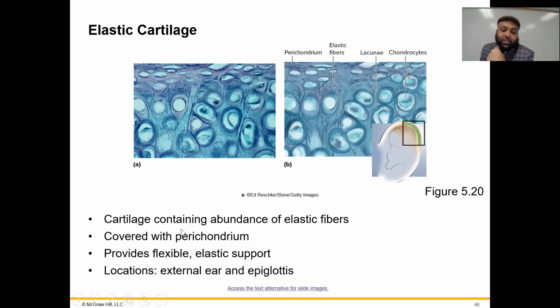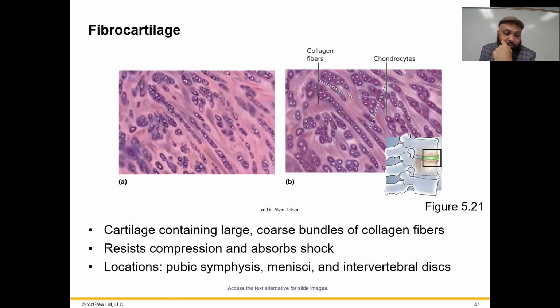There is also elastic cartilage. Elastic cartilage is cartilage containing an abundance of elastic fibers. It is covered with perichondrium. It provides flexible elastic support. It is found in the external ear and the epiglottis.